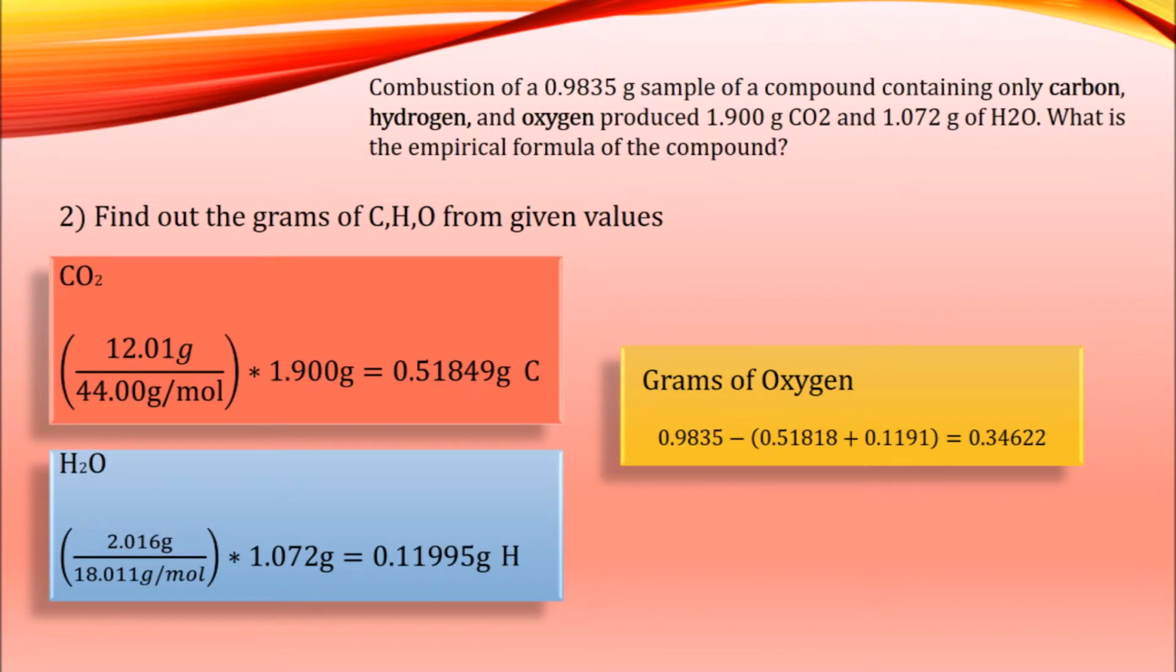We use the given number of carbon dioxide in the problem to find the grams of carbon. We use the molecular weight of carbon divided by the molecular weight of carbon dioxide and multiply it by the given grams of carbon dioxide. Then we use the same steps to find the grams of hydrogen. To find the grams of oxygen, we use the grams of the given sample and subtract it with the resulting grams of carbon and hydrogen.